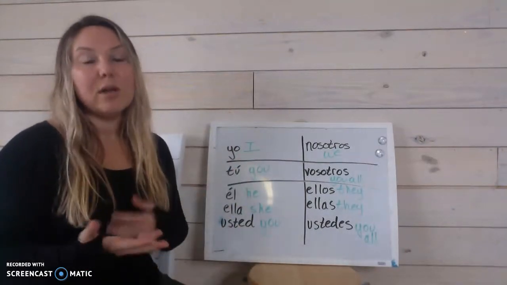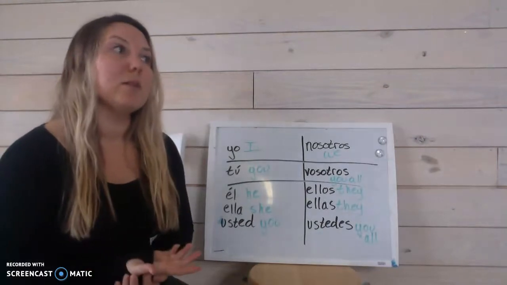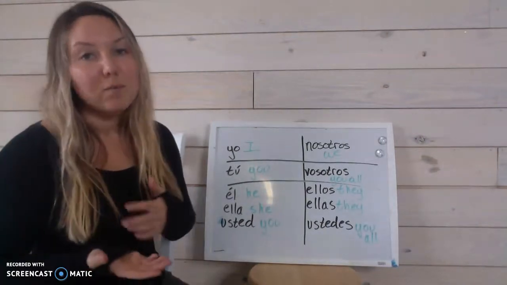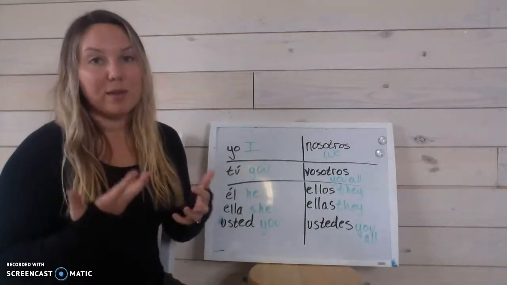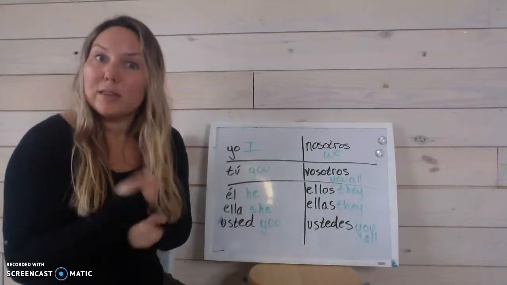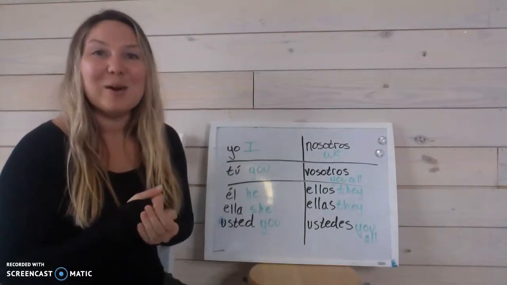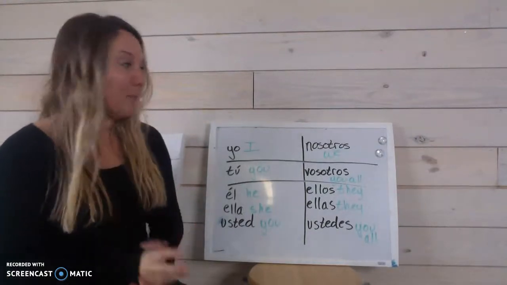Now, even though you might think, oh, well, I want to speak to my parents with respect, should I use the usted form? Tú is considered for family members. So your family is obviously people you're close with, hopefully. So the tú form is going to be good there.